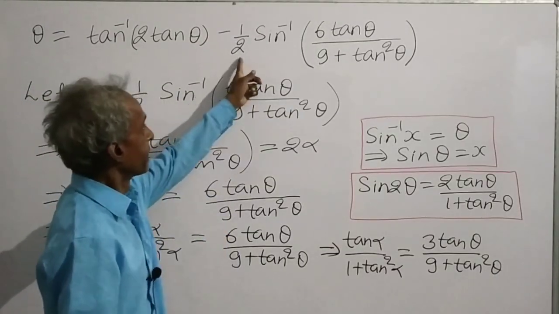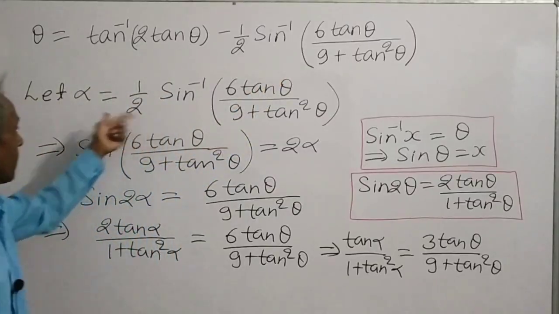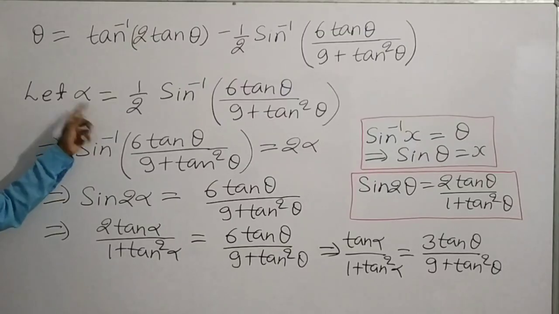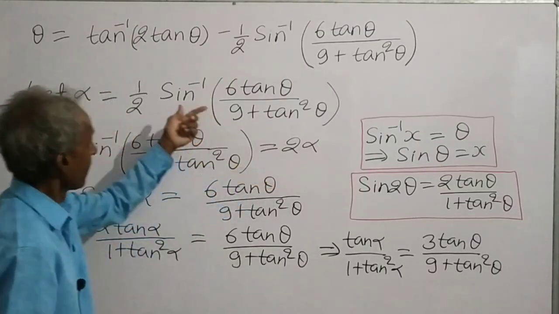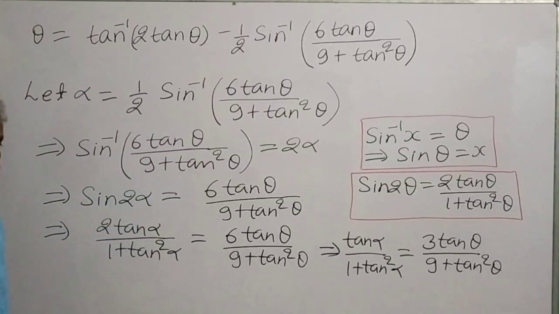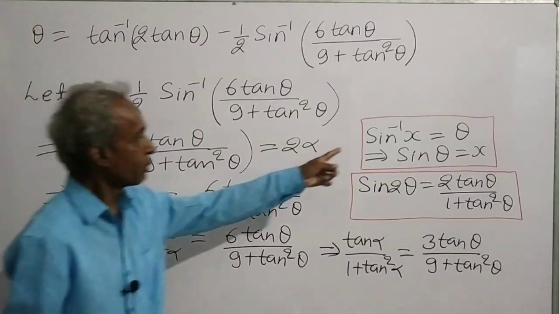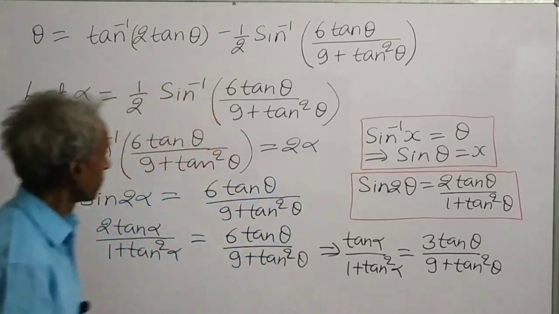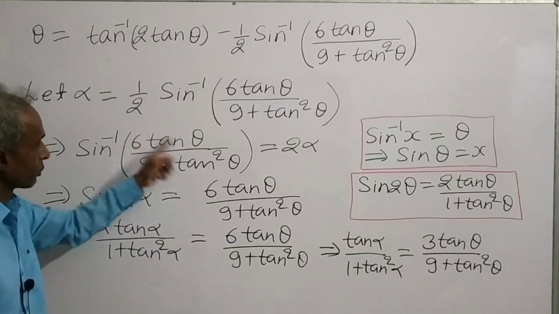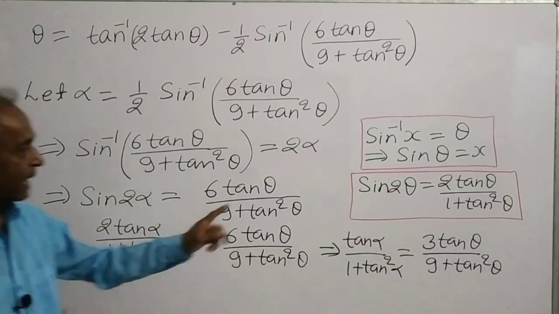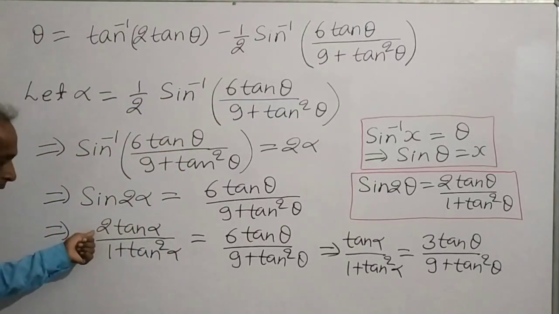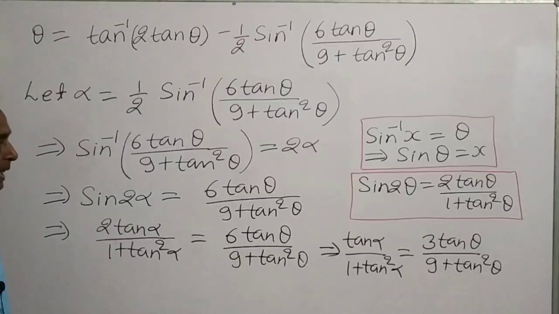Let this be alpha. Shifting this 2 to the left hand side, this will become 2 alpha, and this will be sin inverse 6 tan theta by 9 plus tan square theta. Now by using this formula, we can write sin 2 alpha is equal to this. Now by using this formula, we can write sin 2 alpha as 2 tan alpha by 1 plus tan square alpha.